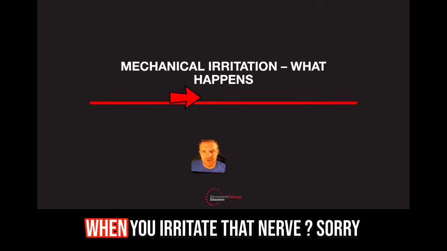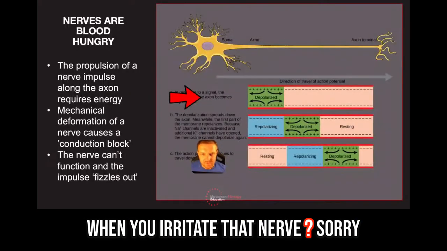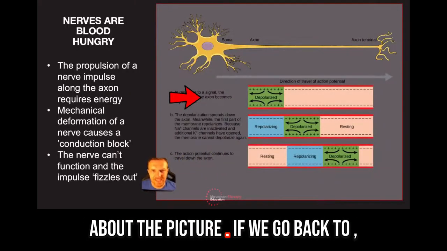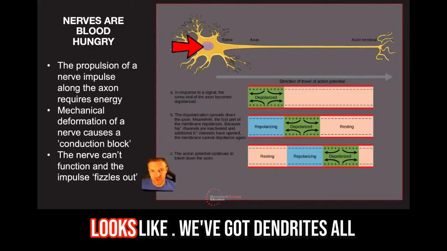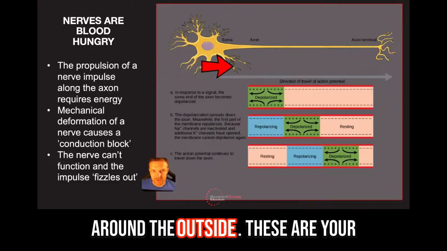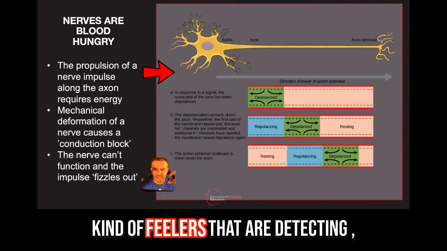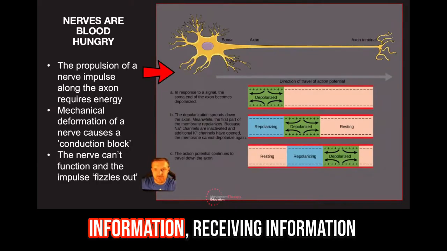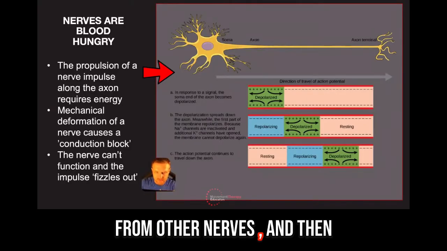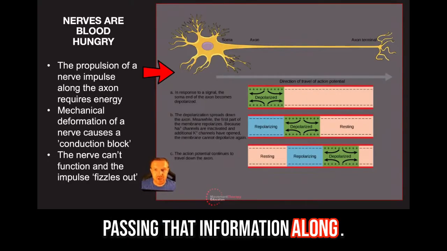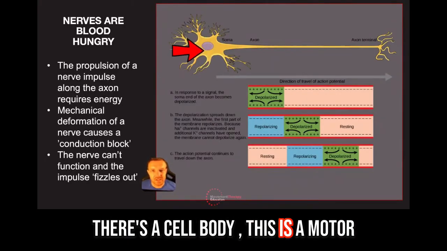What happens then when you irritate that nerve? Sorry about the picture. If we go back to what a nerve looks like, we've got dendrites all around the outside. These are your kind of feelers that are detecting information, receiving information from other nerves, and then passing that information along. There's a cell body. This is a motor neuron.